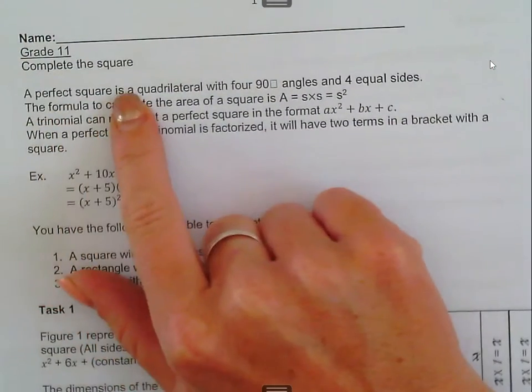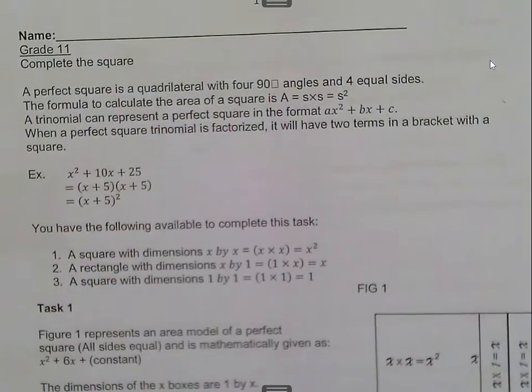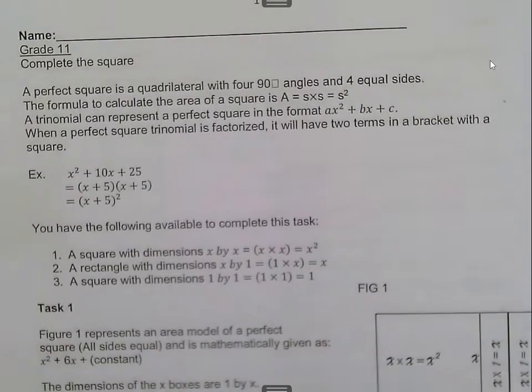A perfect square is a quadrilateral with 4 90-degree angles and 4 equal sides. The formula to calculate the area of a square, you know this, is the area is equal to side times side, then it's side squared.